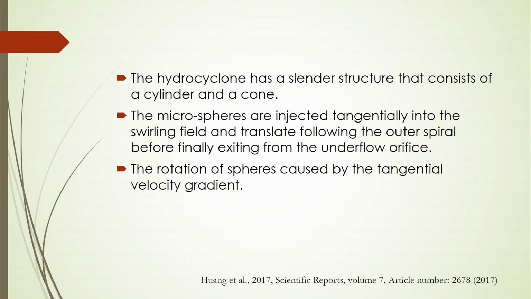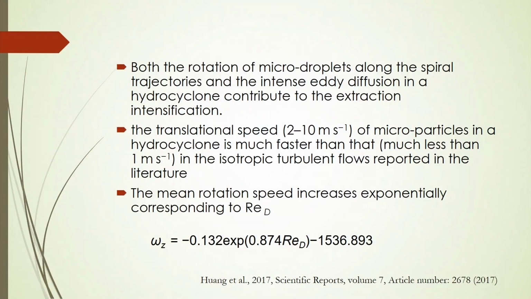So, the rotation of the sphere is caused by the tangential velocity gradient, and because of which you can get more micro droplets along the spiral trajectories, and based on which you can get more mass transfer there. And the mean rotation speed basically corresponds to the pattern of the fluids.